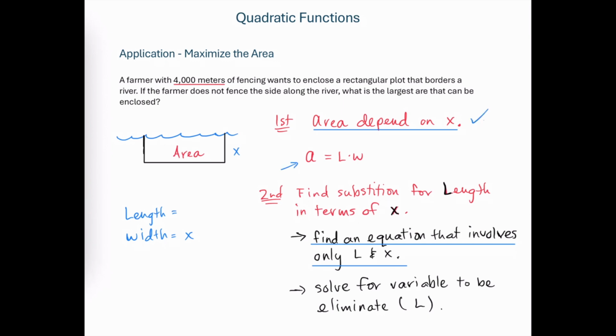And this is where the 4,000 meters of fencing comes into play. The fact that we have 4,000 meters of fencing means that these three sides are going to add up to be 4,000. Because the width is x, we can say this side is also x. And since we started with 4,000 meters and then bent up two x sides, we could say 4,000 minus 2x is going to be what remains on this length side. So that's one way to come up with our substitution for length.